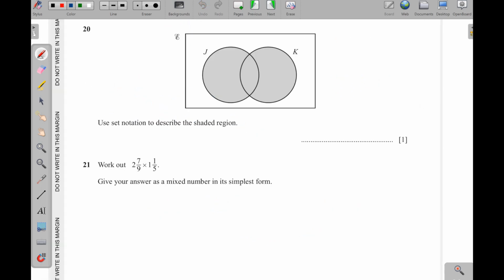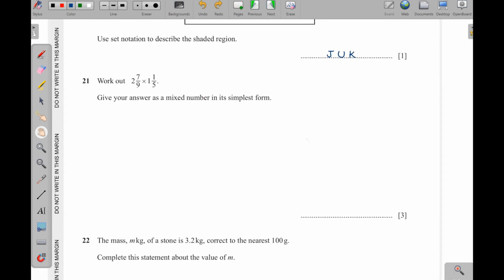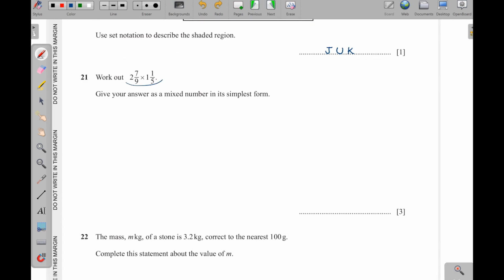7. Question 20, we are given this set here, and they are saying use set notation to describe the region shaded. That is J union K. Okay, so union, we put this U here because everything inside the 2 sets has been shaded. So that is that. Then question 21, you're saying work out 2 whole number 7/9 times 1 whole number 1/5, and they're saying give your answer as a mixed number in its simplest form.